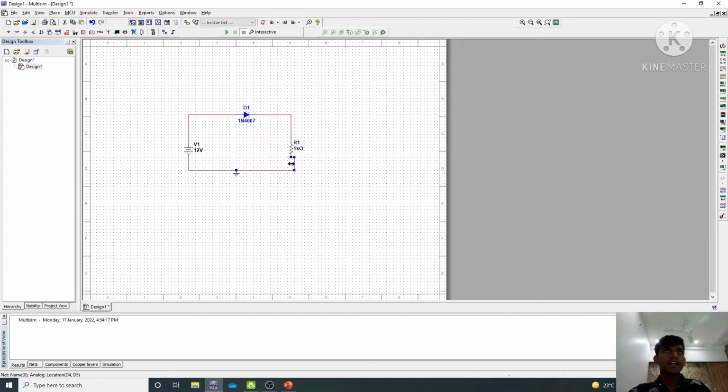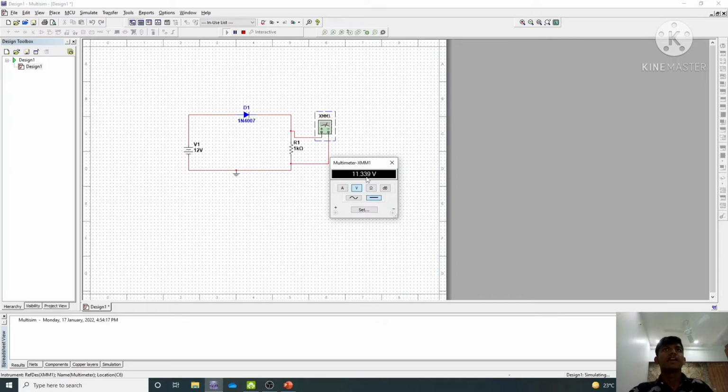Now we will see that the potential barrier for a silicon diode is 0.7 volt. Now we will verify it. So we use one multimeter. We will connect it across the resistor. Now we will run the circuit. This is a silicon diode, so the battery is providing 12 volt, and the drop of the diode is 0.7 volt. So we should get approximately 11.3 volt here. As you can see, we are getting 11.339.